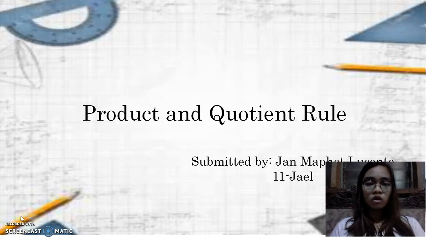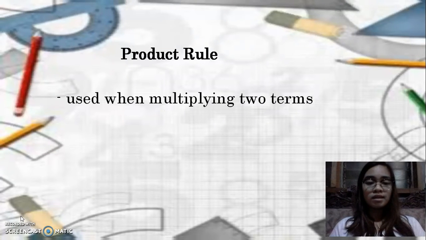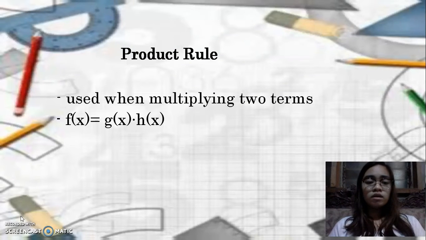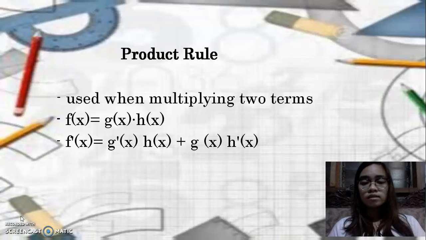So first, I'll be talking about product rule. Product rule is basically used when multiplying two terms together. Suppose we have a function f of x is equal to g of x times h of x. The derivative formula of this one is f prime of x is equal to g prime of x times h of x plus g of x times h prime of x.